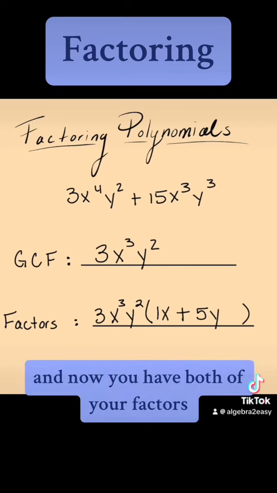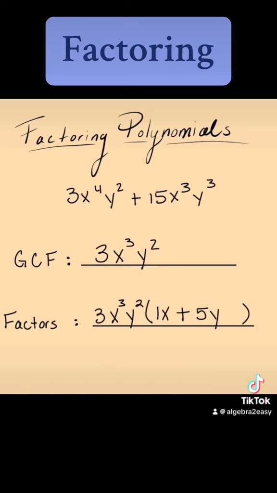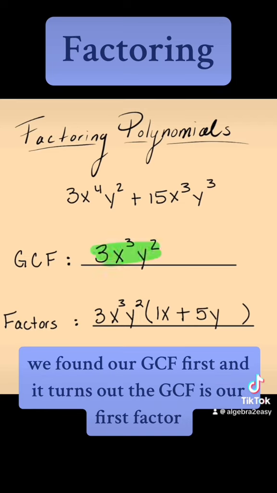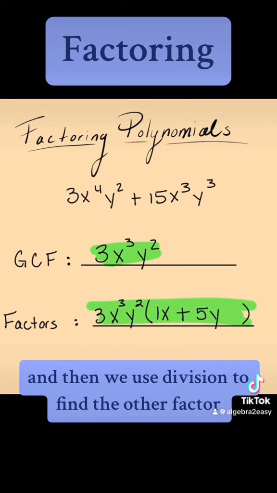And now you have both of your factors. We found our GCF first, and it turns out the GCF is our first factor, and then we use division to find the other factor.